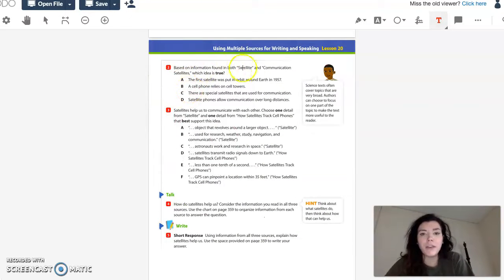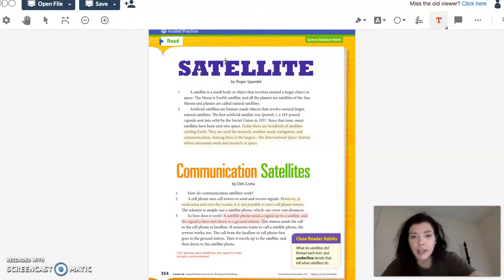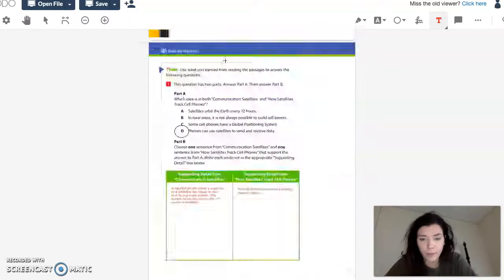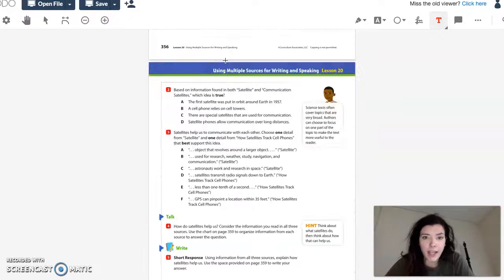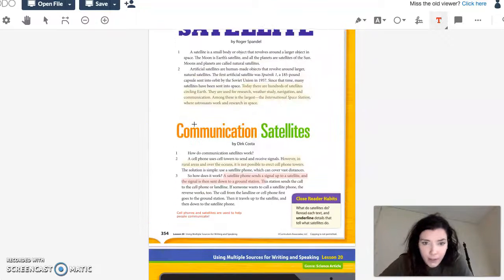Based on the information found in both satellite and communication satellites, which idea is true? So now we're looking at this one and this one, okay? It says, A, the first satellite was put into orbit around Earth in 1957. B, a cell phone relies on cell towers. C, there are special satellites that are used for communication. Or D, satellite phones allow communication over long distances.